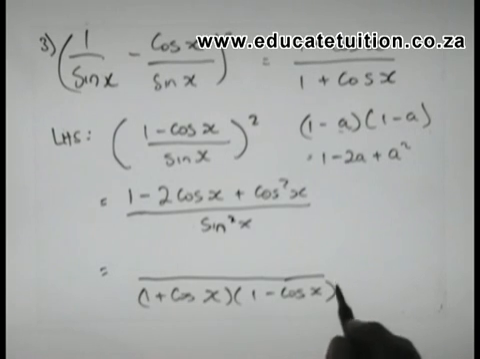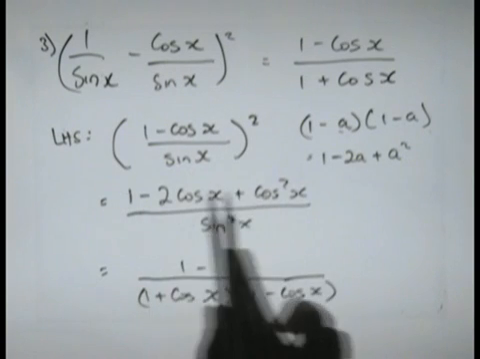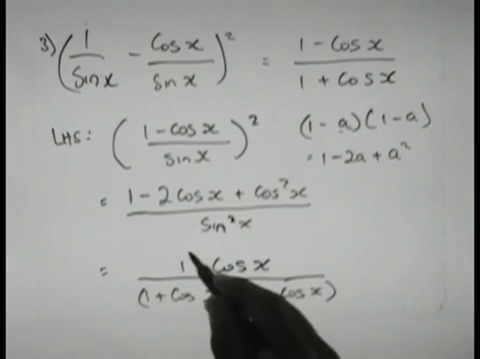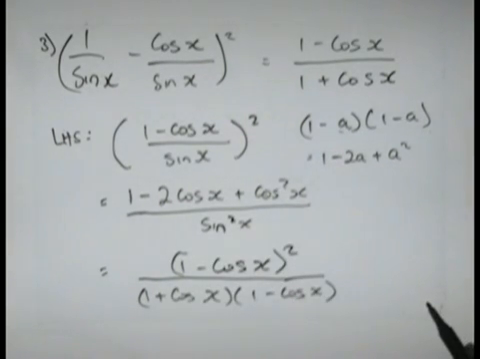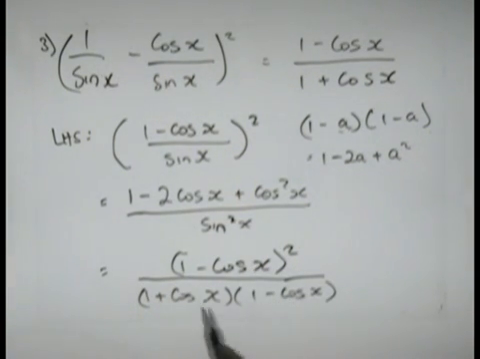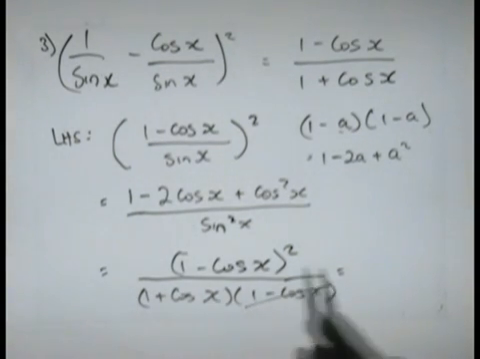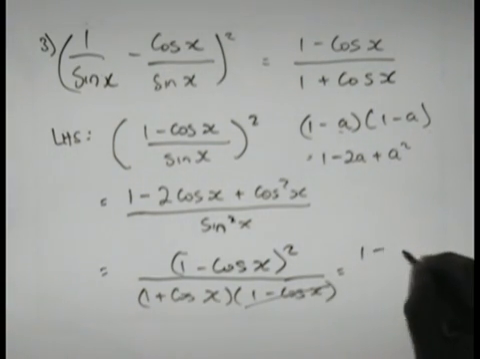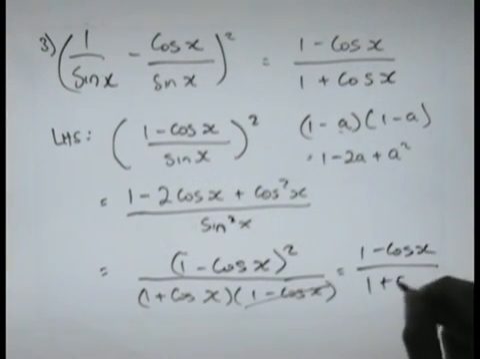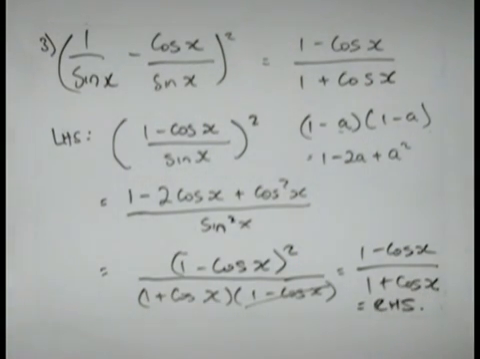Alright, so I made a mistake here, because at the top I've got 1. Before I went and squared it out, I didn't need to. I could have left it as (1 minus cos x) all squared, because now look at this. Let's imagine that I've got a squared over b times a. The a would cancel with one of those, so that would leave us with (1 minus cos x) over (1 plus cos x), which is equal to the right hand side.